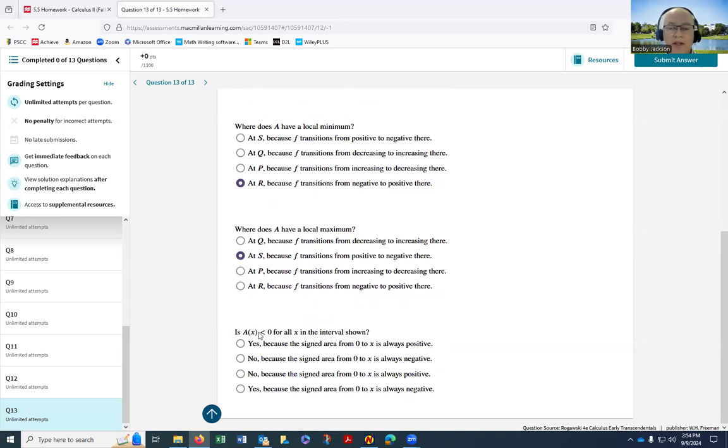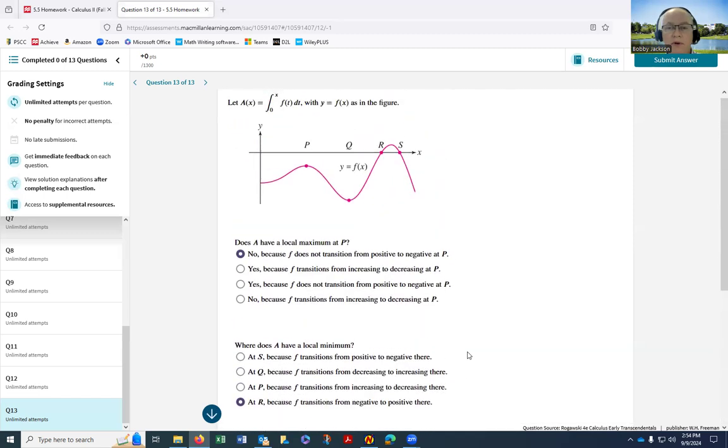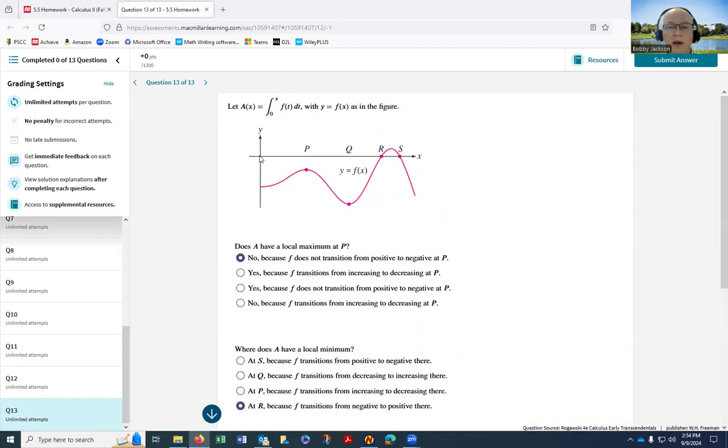Lastly, is A of x less than 0 for all x in the interval shown? Okay, well, let's take a look. The x values start somewhere right around here, a negative value of x, but some 0 all the way, P, Q, R, S, all the way up to here. For any value of x, notice we're going to accumulate area to evaluate capital A of x. And notice right here that the graph of little f is below the x-axis, therefore it will accumulate negative area.